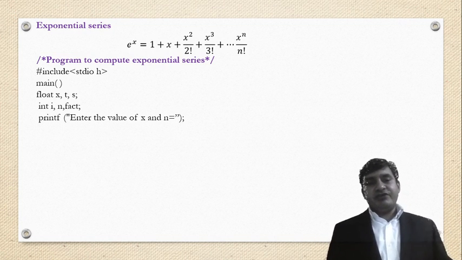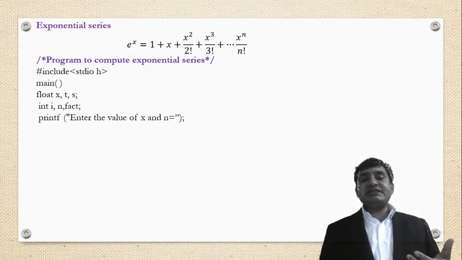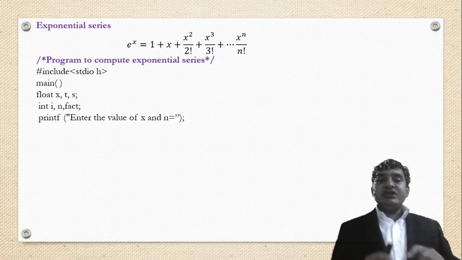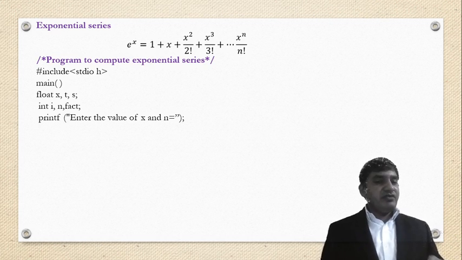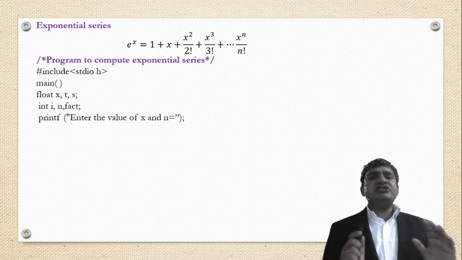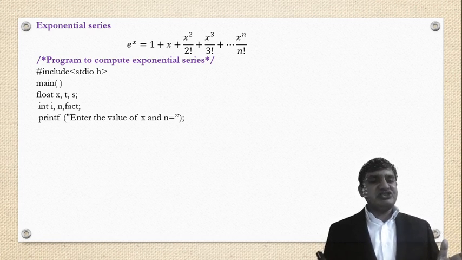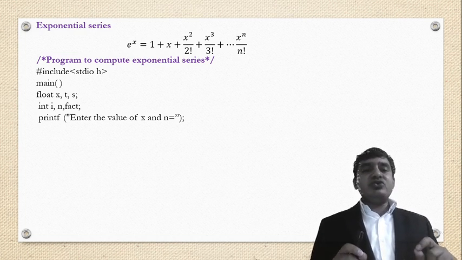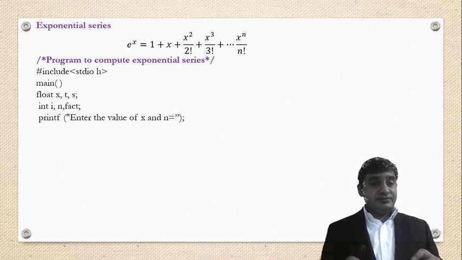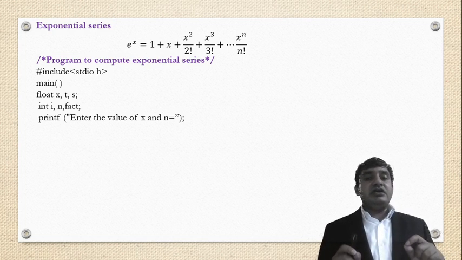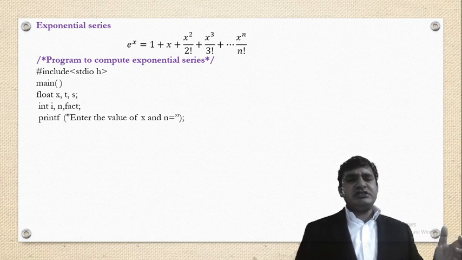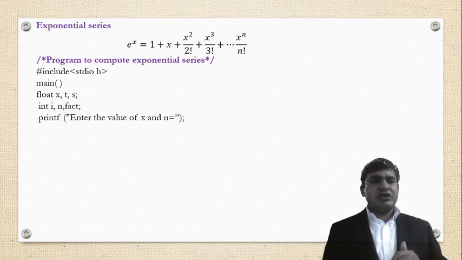Printf, enter the value of x and n. This is the output function printf. This message is displayed on the computer screen. Enter the value of x and n. This is enclosed in the double inverted commas. And the printf function is terminated with the semicolon.